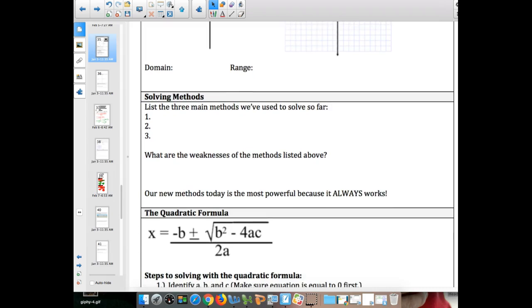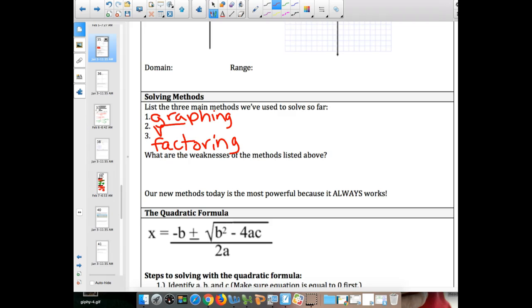So far in chapter 9, we have solved in 3 different ways. Our first way was by graphing. The second way was by square rooting, and the third way was by factoring. Now, a couple weaknesses of all of these.